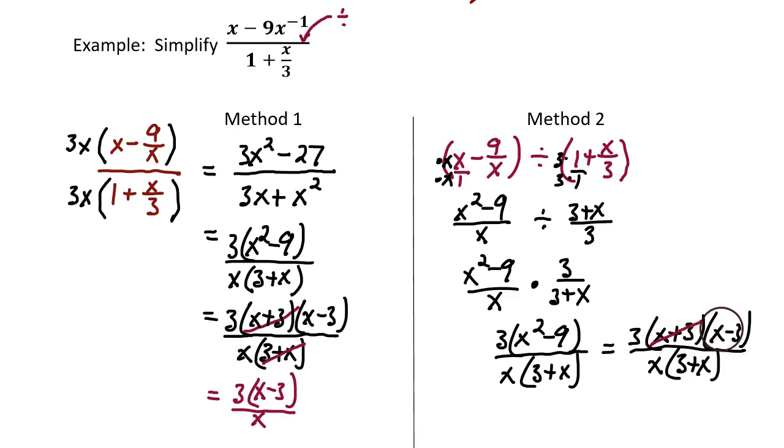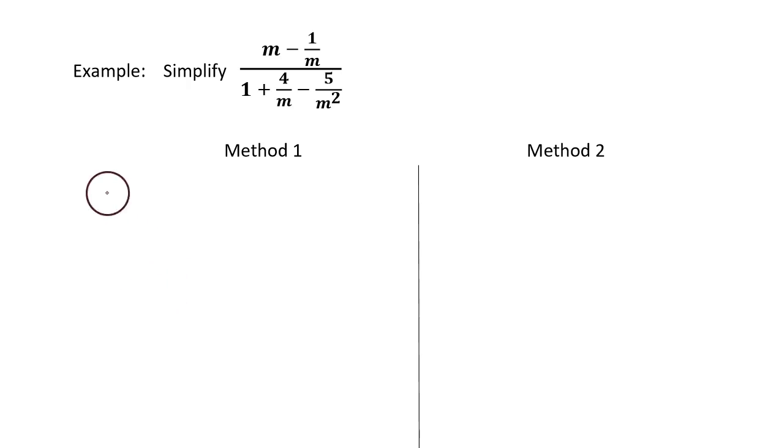And the factor x plus 3 cancels the 3 plus x, leaving 3 times x minus 3 all over x. Notice that after we had multiplied, the result was identical to the result we had here in method 1. Let's try one more example, again using both methods.